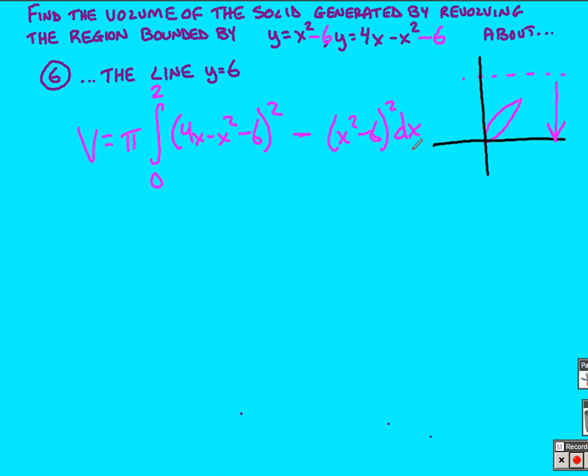Again, we just want to set it up. We could go and expand and try to simplify, but all we're going to worry about for this one is just setting it up properly. There you have it, volumes, and we're finishing up everything we need for AP Calc.